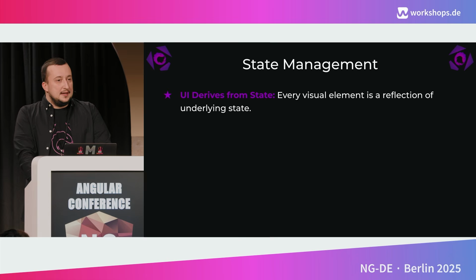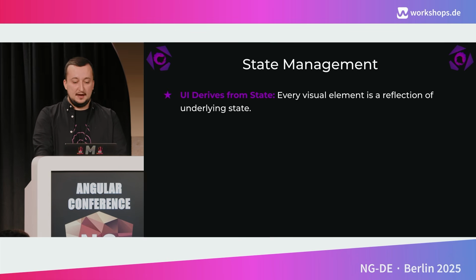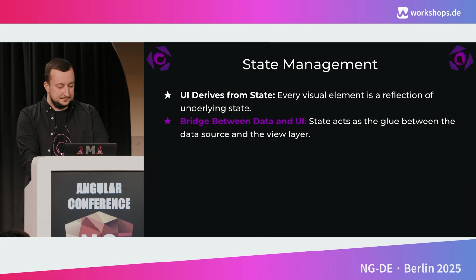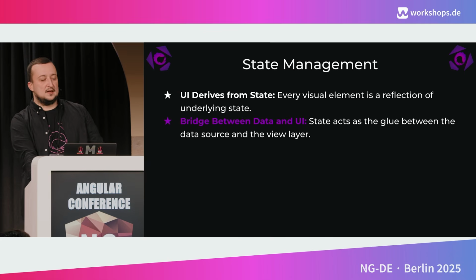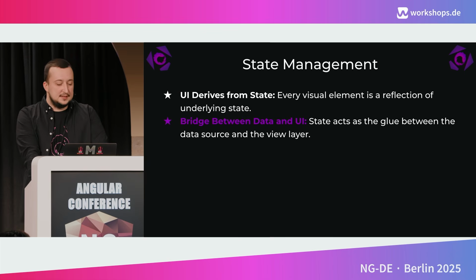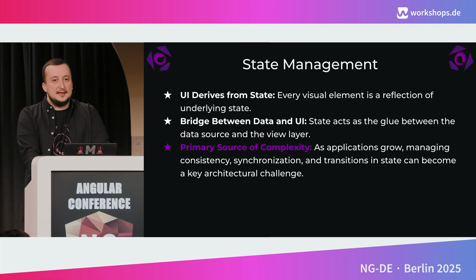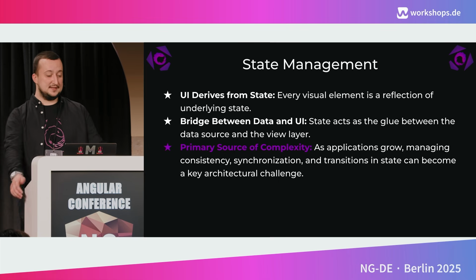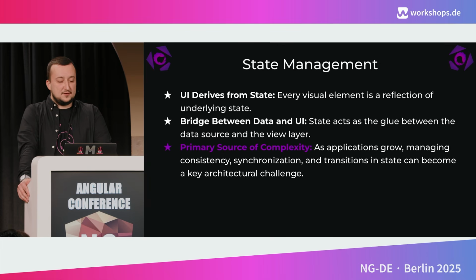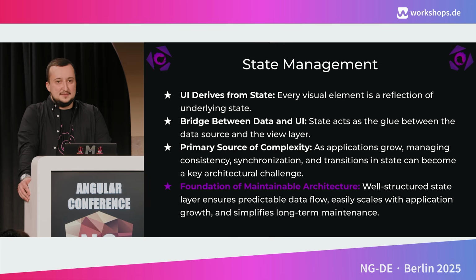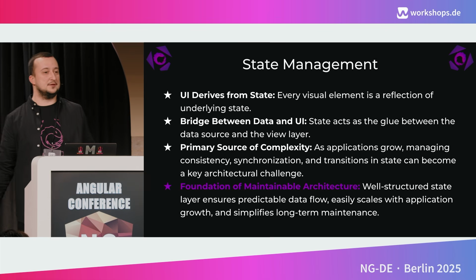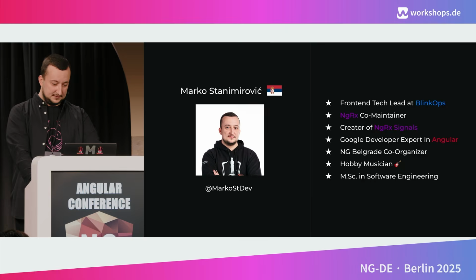So UI is derived from state, actually. Every visual element is just a reflection of underlying state. State acts as a glue between data source and the view layer. And in most of the cases, state management layer is actually the primary source of complexity in our applications. And because of that, it's very important to have a well-designed state management layer as a foundation of maintainable architecture.